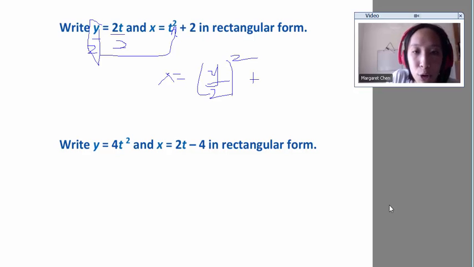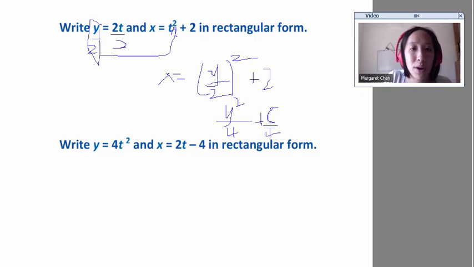You guys are probably familiar with this from Algebra 1 and Algebra 2. You just square numerator and denominator, so you get y squared over 4, plus 2. Y squared over 4 plus 2, or y squared plus 8 over 4. Okay. So that's one example.